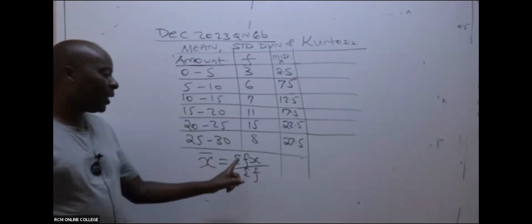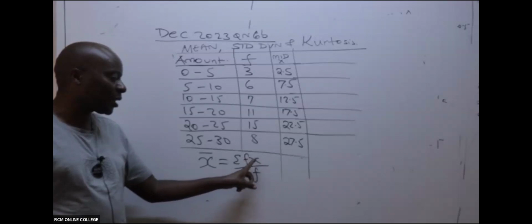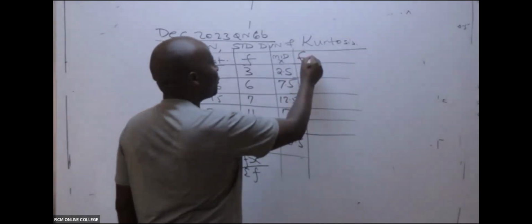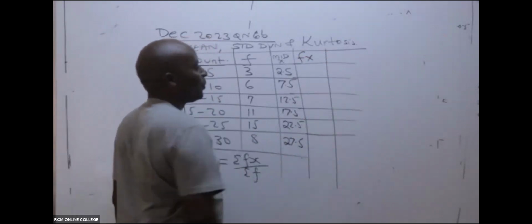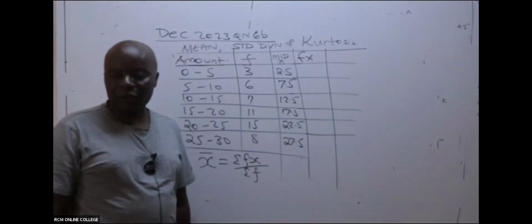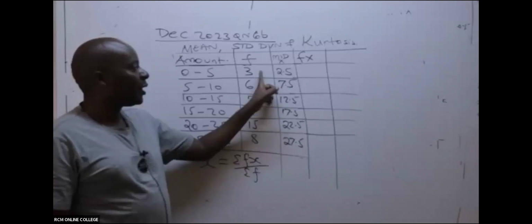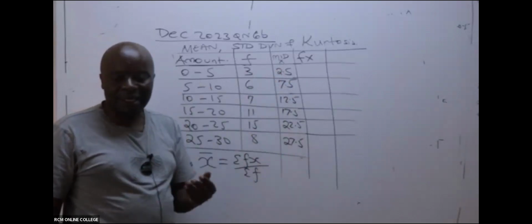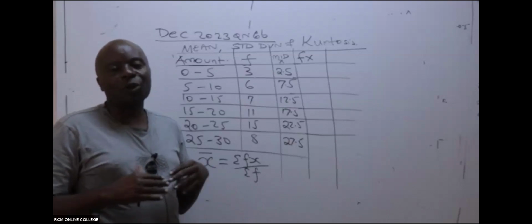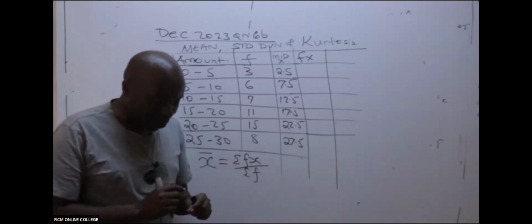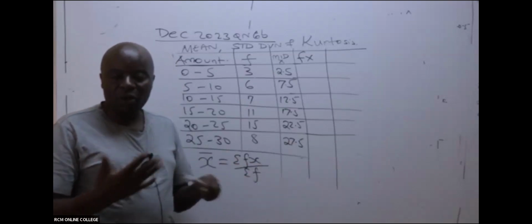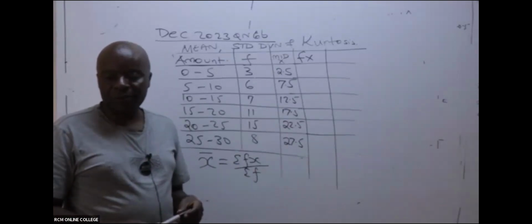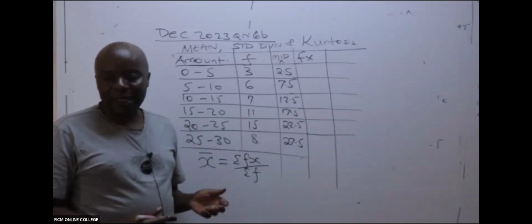So first of all, we multiply f and x. So create a column there for fx. So you take 3 times this midpoint x value. So 3 times 2.5. Please give me answers. I don't have a calculator of my own. I also don't like even carrying calculators because I would want this to be conversational. I want us to engage.